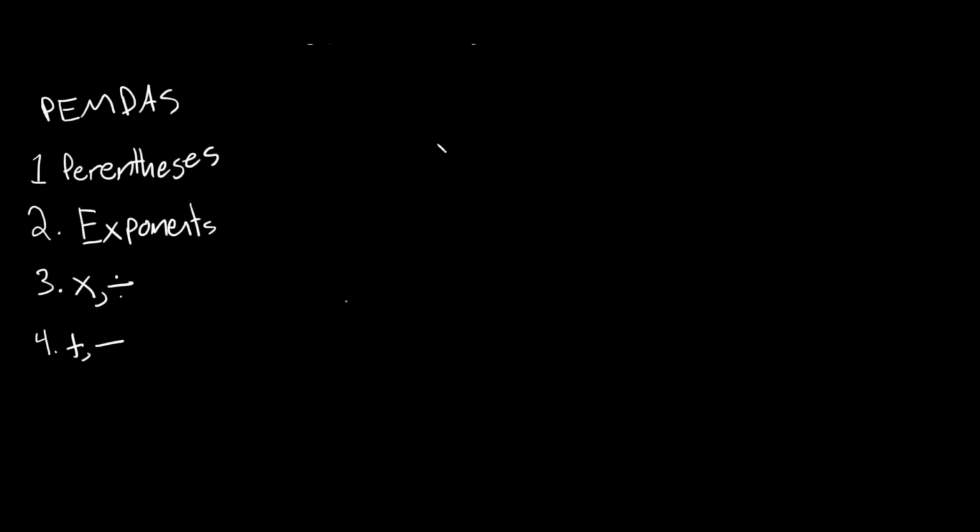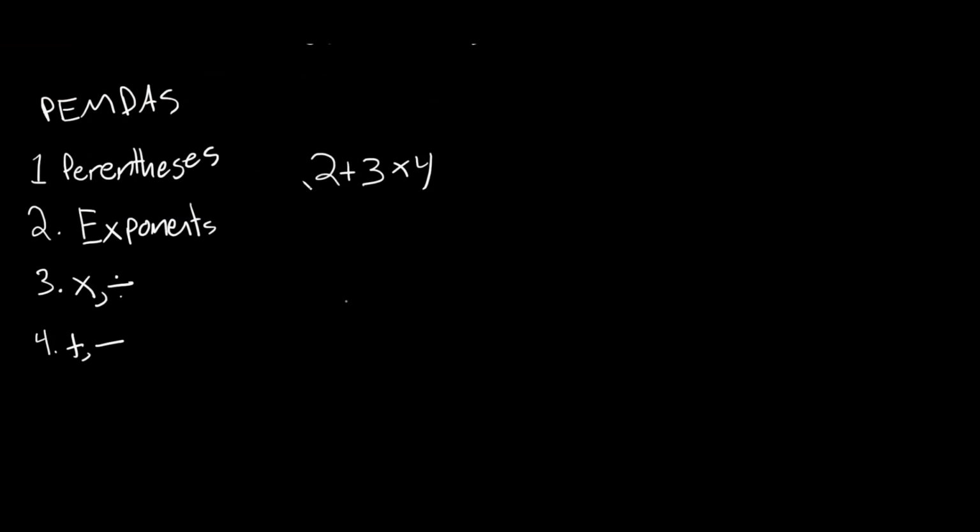So let's just do one simple example here. We will just say 2 plus 3 times 4. Let's work through this with PEMDAS. Are there any parentheses? No. Are there any exponents? No. So now we see that there is multiplication. Our third step tells us to do multiplication and division, so we're going to go from left to right.